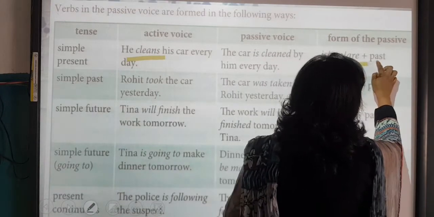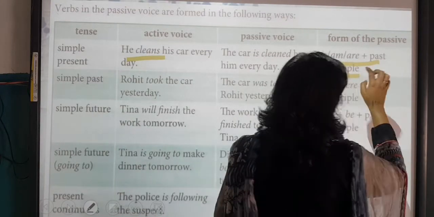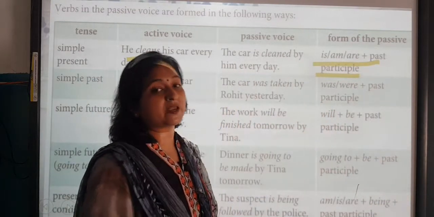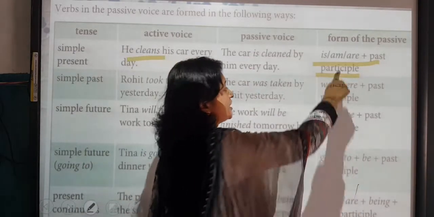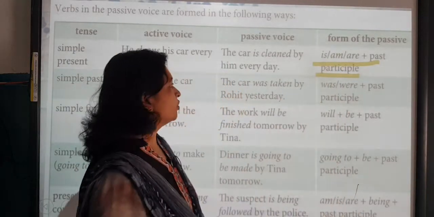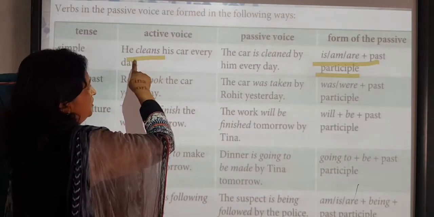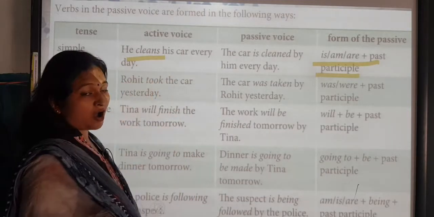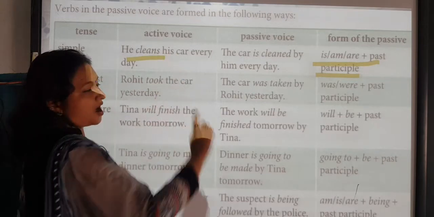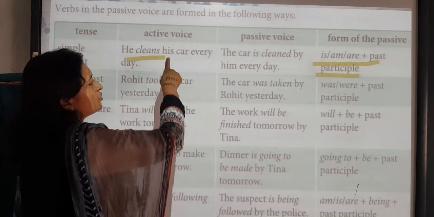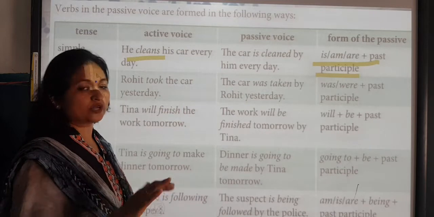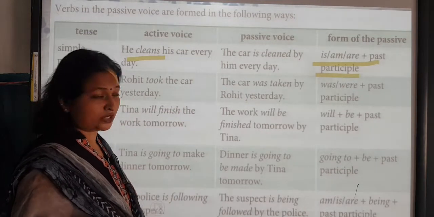Is, am, are plus past participle. Past participle तो सारे tense में आएगा ही. What changes is before that. Okay, so now we see where is the subject? He. And what is our object here? His car. Now, his you can change it to the, that is up to you. If you start with his also, there is no issue.